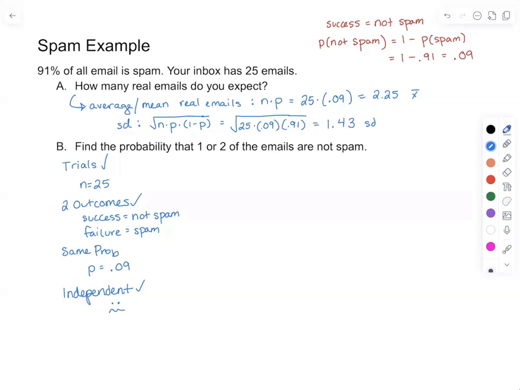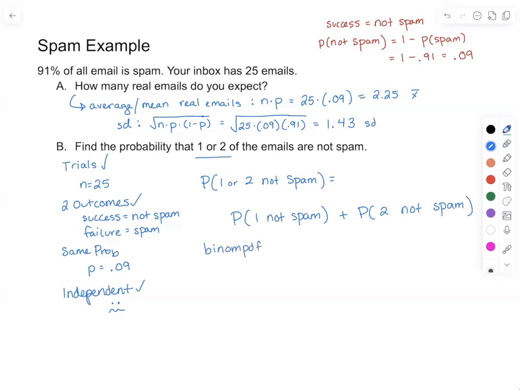Okay. Now, if we want to find the probability that one or two of these emails are not spam, well, that's going to be the probability that 1 is not spam plus the probability that 2 are not spam. And each of these we can figure out with a binomial model calculation. So this first one is going to be binom PDF. Our number of trials is 25. Our probability of success is 0.09, and we are looking for one success.